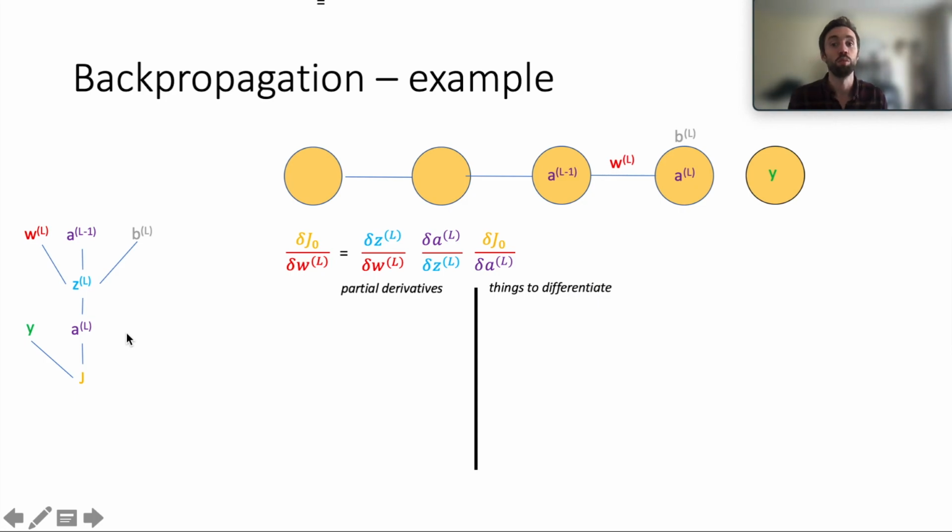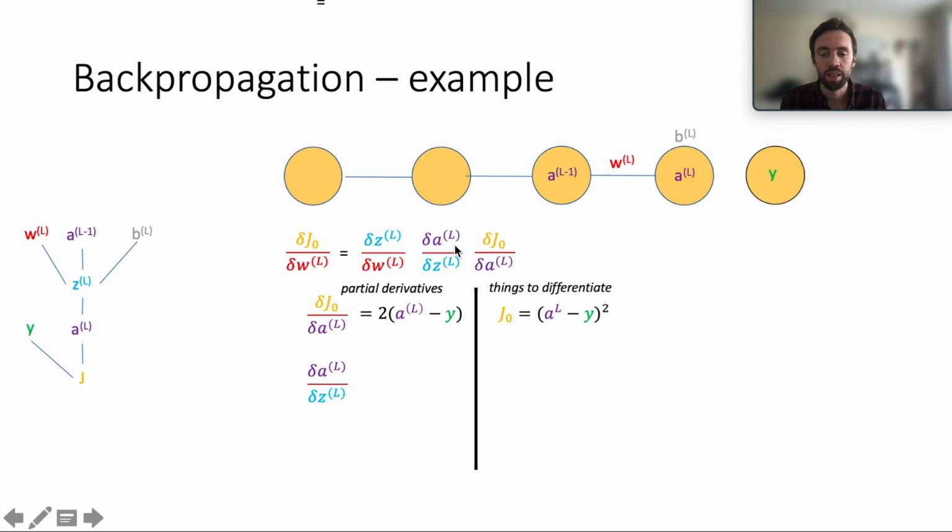So now we're going to go through one example, step by step, of applying backpropagation to this simple neural network. On the left, we have the partial derivatives that we're going to calculate, and on the right, we have the things that we need to differentiate. So let's start with the loss, J0, and work our way backwards from the loss all the way to this weight, WL. So to differentiate this loss with respect to AL, we get 2 times AL minus Y.